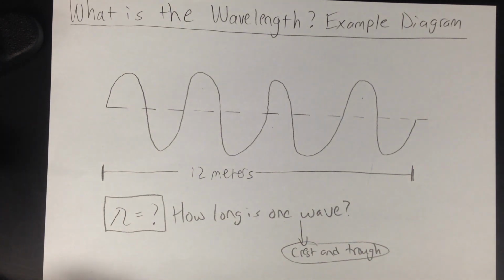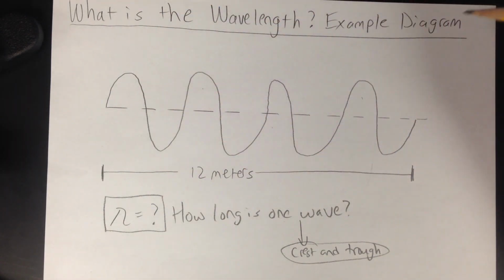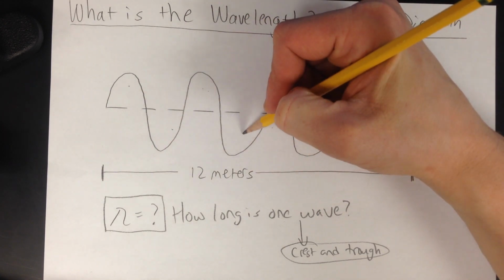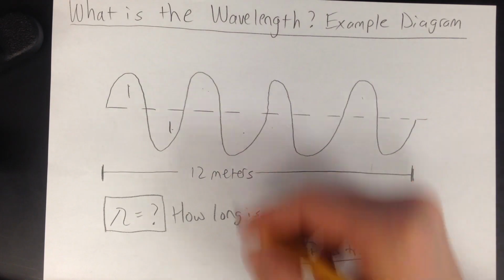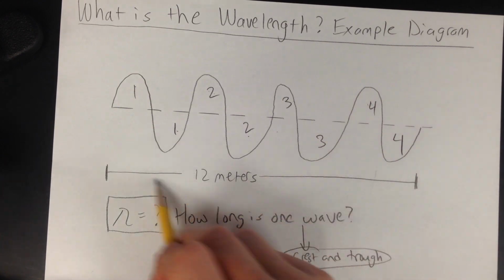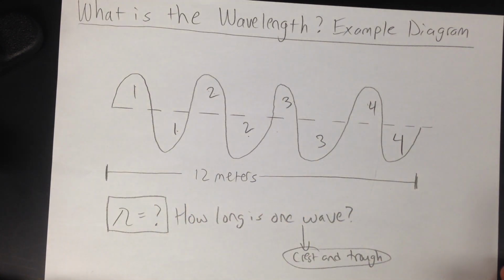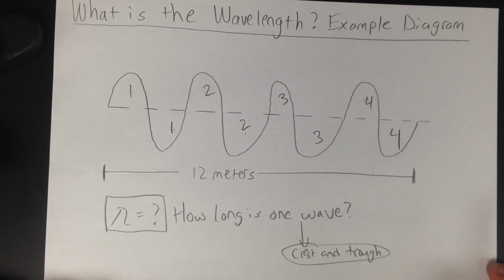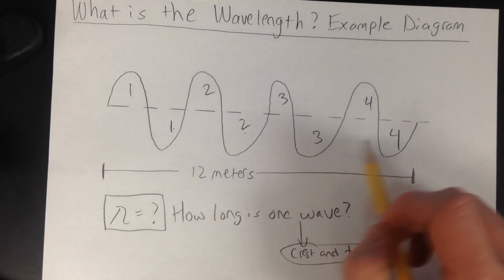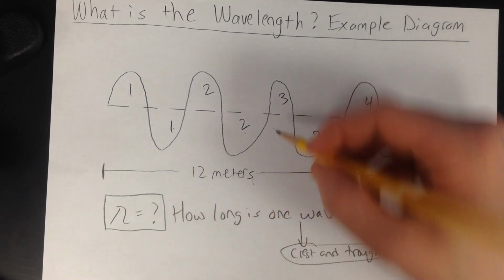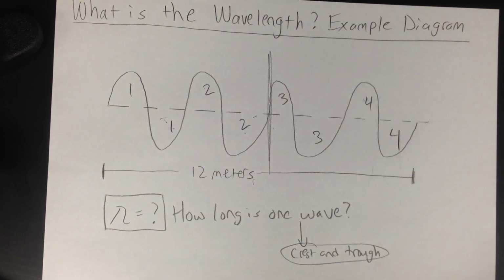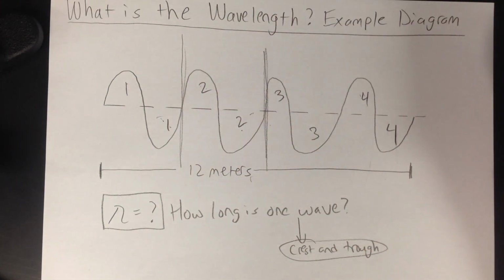Alright, so let's just count, crest and trough. Alright, so that's one wave, two waves, three waves, four waves. So 4 waves are 12 meters long is what the diagram is saying. Alright, so how long is one of those waves? Well, if 4 waves are 12 meters long, then I guess 2 of those would be 6 meters long. And one of those would just be 3 meters long.